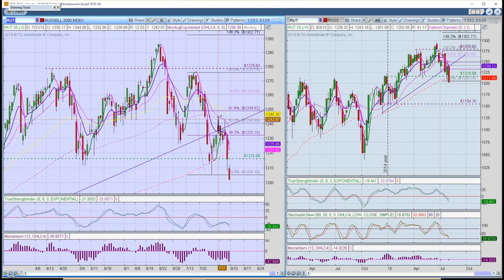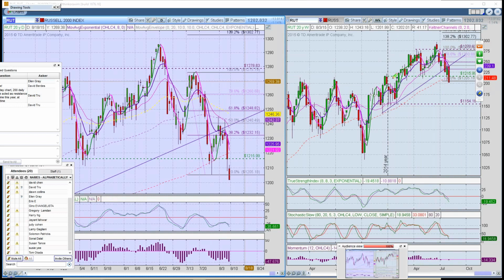And on the weekly chart, it's approaching a level of support at approximately the 1200 level. And now that we've fallen back in here, this range between the 1154 and the 1200 area becomes the new potential playground for the Russell, and we'll see what takes place on that. As you can see, we've got the true strength indicator still heading down significantly.